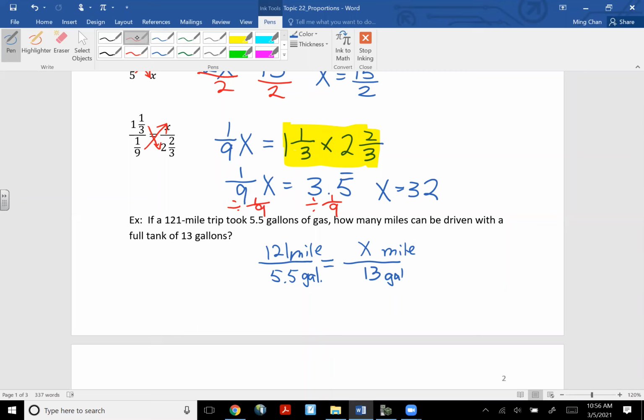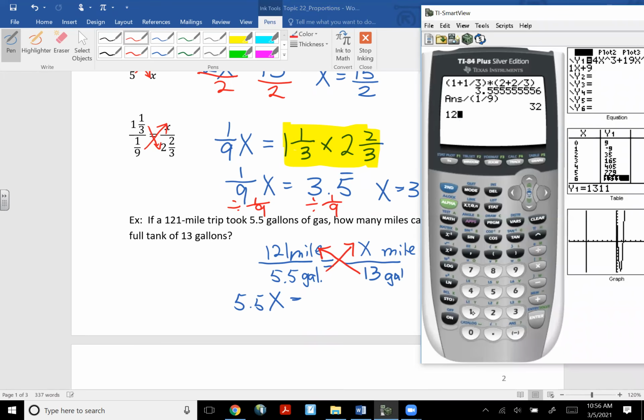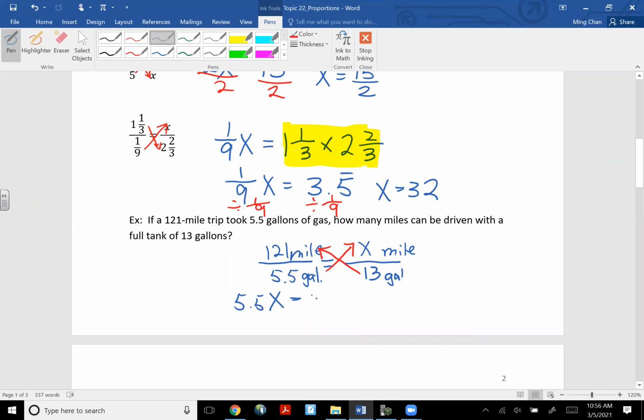All right, so let's do a cross product. 5.5 times X gives me 5.5X. Is that equal to, multiply diagonally, 121 times 13. Let's see what that is. 121 times 13 is 1573. So now I only have two terms. The last thing I do is always divide both sides by the coefficient, 5.5.